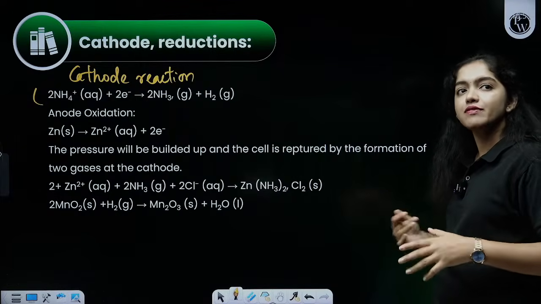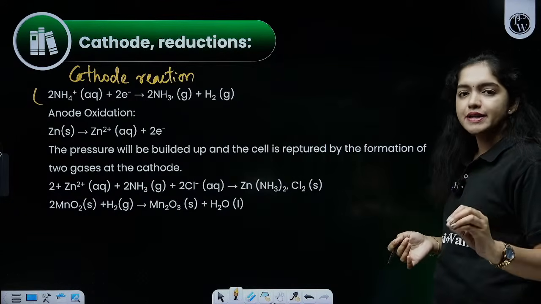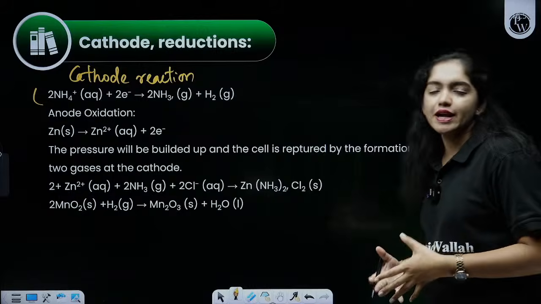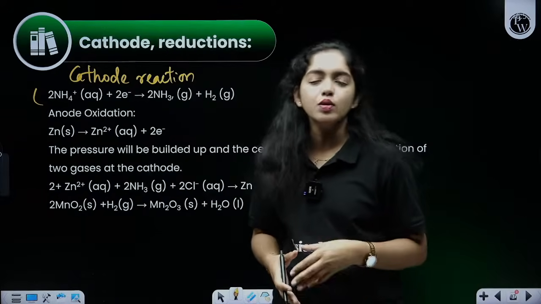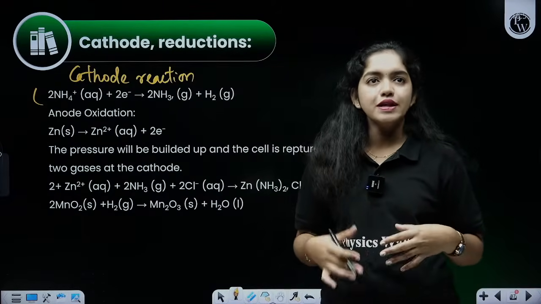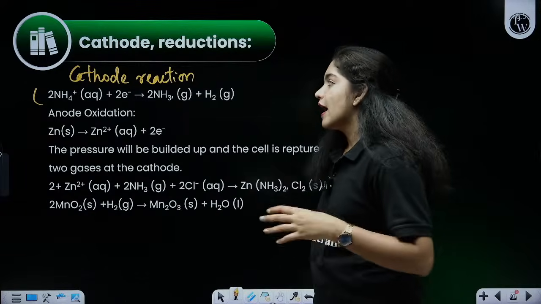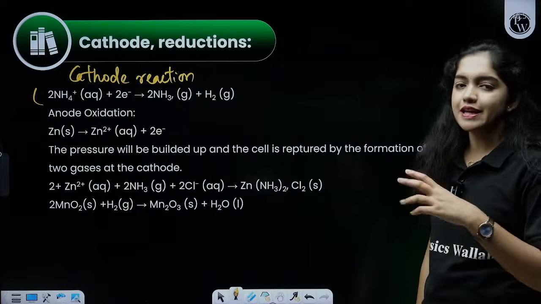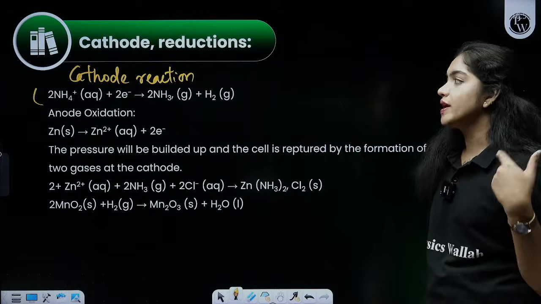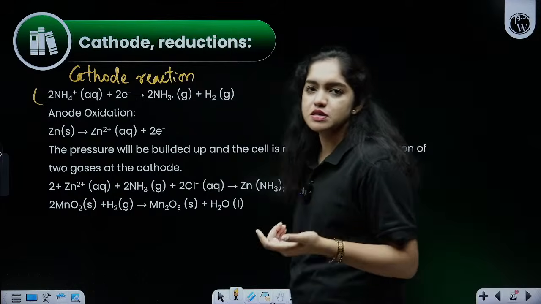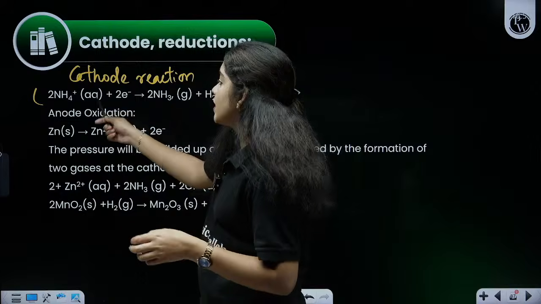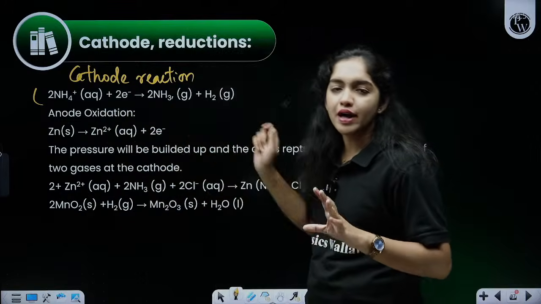Okay, why anode and why cathode? Because in a battery, in a cell, 2 electrodes are necessary, right? One is cathode and the other one is anode. Then only the reaction will take place, right? That's why. Okay, so in the cathode, ammonium is there. Ammonium undergoes reduction. Reduction means what? Gaining of electrons. So ammonium adds 2 electron, it changes to ammonia, NH3.